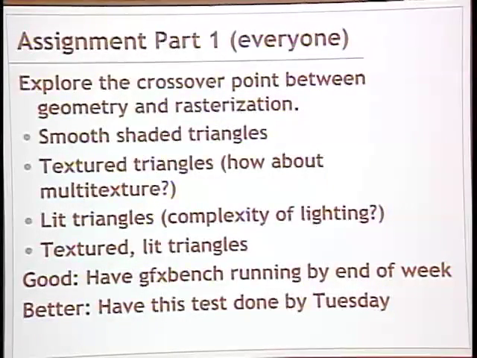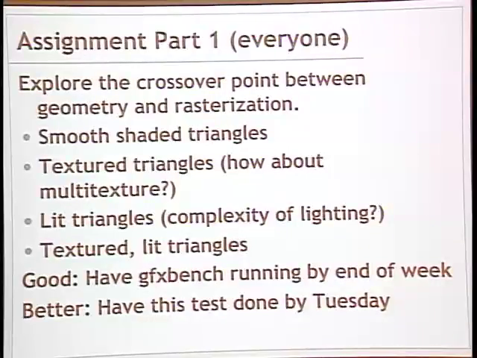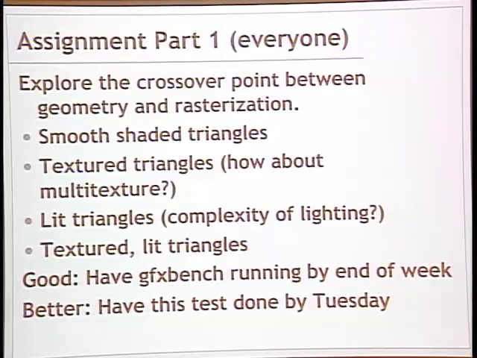Okay? With really big triangles, you're going to get a really high fragment per second number, but a pretty small vertex per second number. With really small triangles, you're going to get lots of vertices per second, but not very many fragments per second. I want you to characterize that for your graphics card. If any of you have graphics cards that don't work for this, then I'm happy to lend you one from our stash. Okay? And I'd like you to look at this for different kinds of triangles.